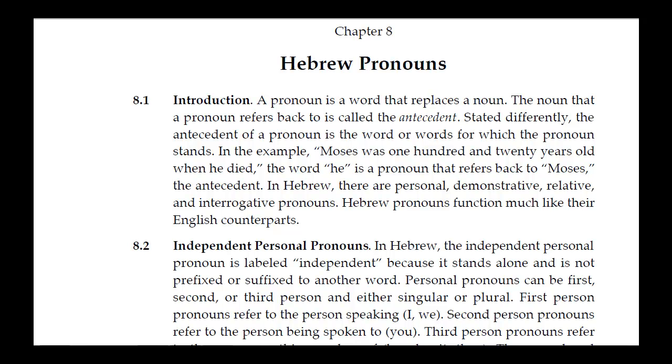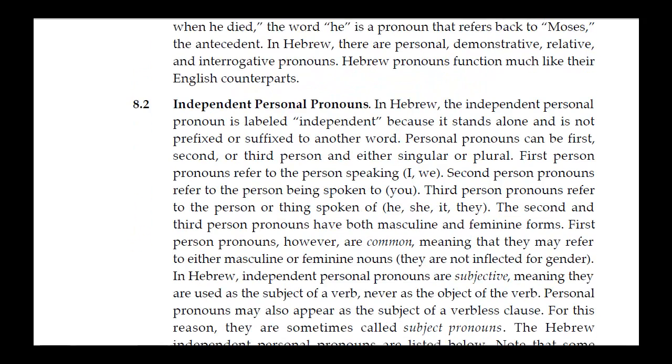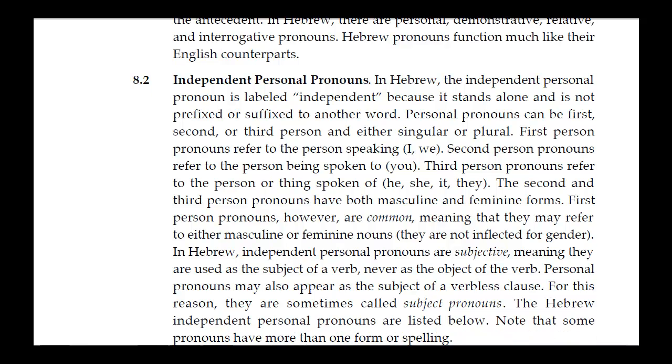In Hebrew, there are personal pronouns, demonstrative pronouns, relative and interrogative pronouns. And Hebrew pronouns function much like their English counterparts. What we're going to do is go through the different types of pronouns. The first big section is what we call independent personal pronouns. In Hebrew, the independent personal pronoun is labeled independent because it stands alone and is not prefixed or suffixed to another word. Personal pronouns can be first, second, or third person, either singular or plural.